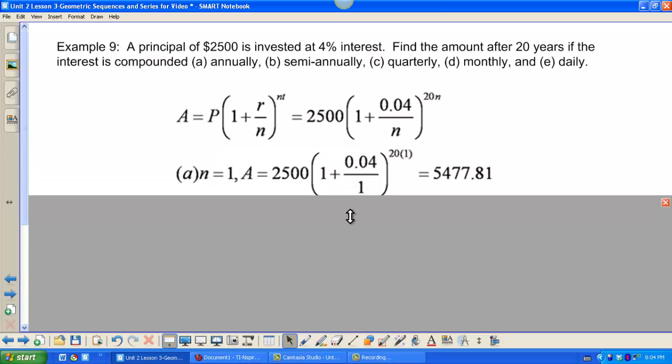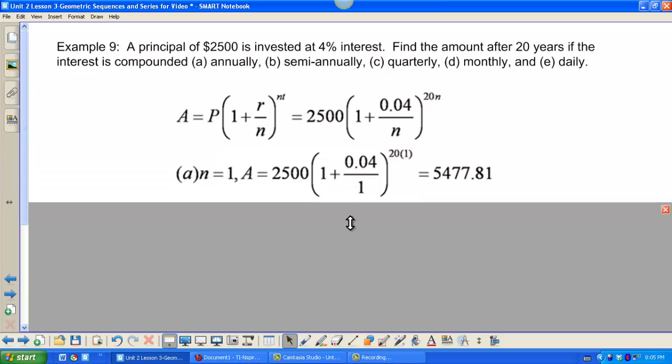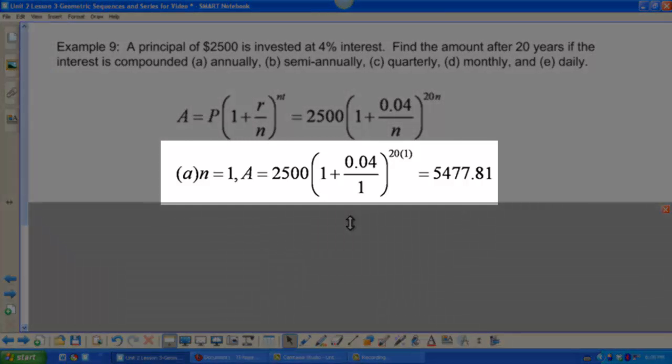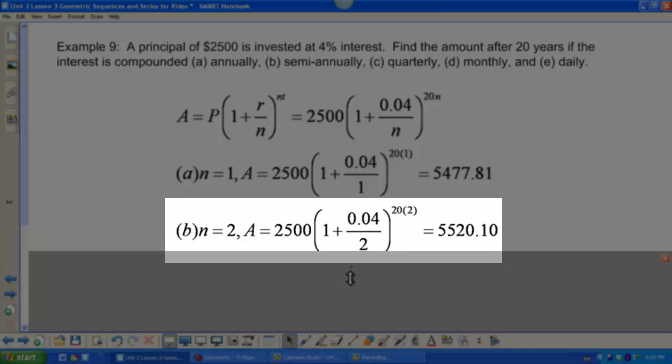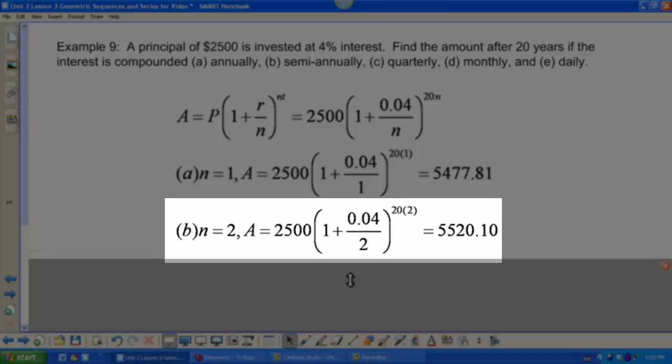So when I want to find the total amount in my account, if I compound annually, this implies that n is equal to 1. So I plug in 1 into the formula, reminding ourselves that 0.04 represents the decimal percentage of 4%, and I output $5,477.81. That's something I just typed in my calculator. For Part B, semi-annually, that implies that n is 2. Again, I substitute in 2 for n, and I yield $5,520.10. Notice that there is an increase, and that should happen.